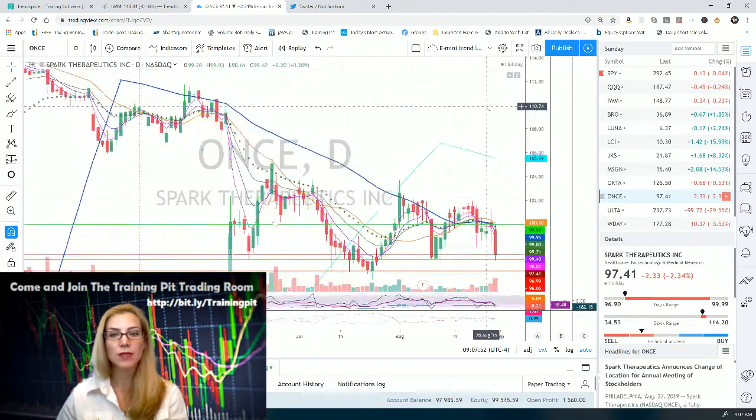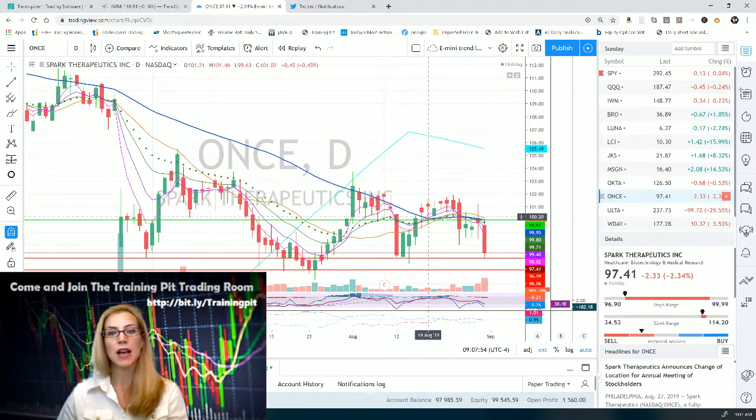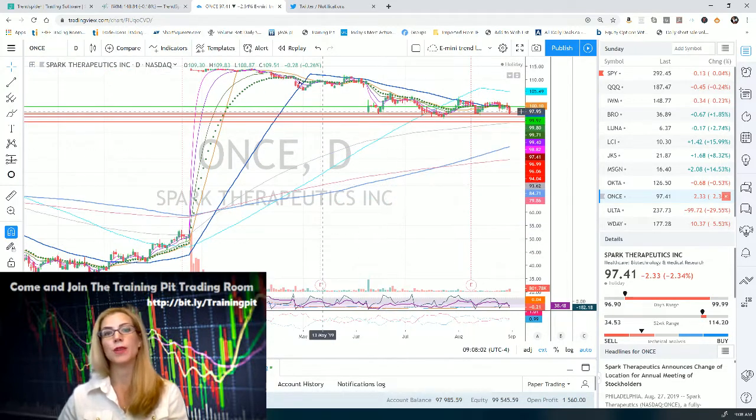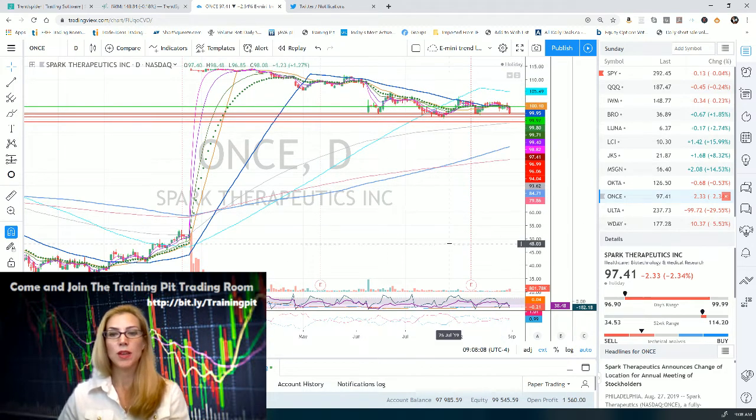You can see it's really riding this 50 SMA, and all the averages are slowly curling down. So potential swing to the downside on this one if, you know, look, it gapped up and now it's just been trending downward since then. So keeping that one on watch.